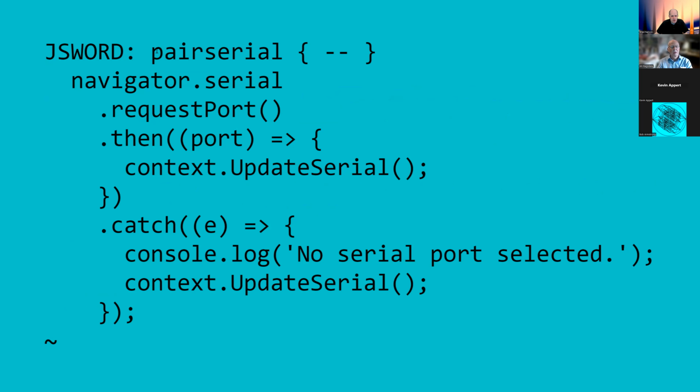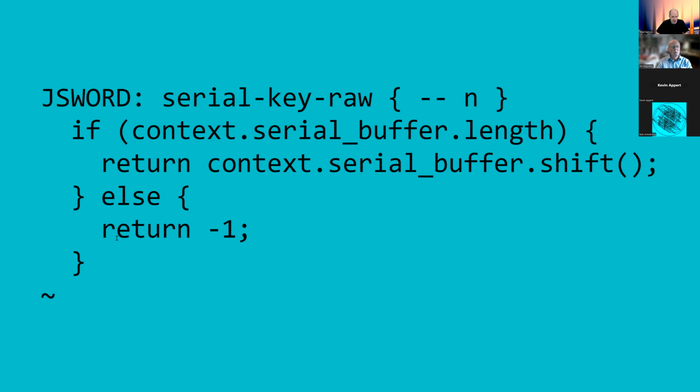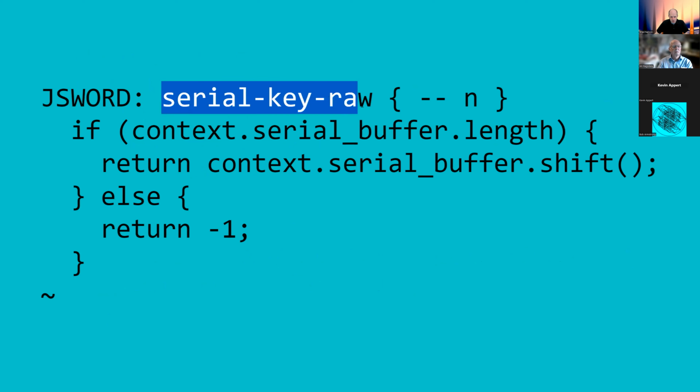So one is this pair serial operation, and all this does is it calls that request port operation, and then waits and it updates the set of serial ports. So this is giving the user the opportunity to pair with a device, and it'll unhelpfully send an error message to the JavaScript console if that fails for some reason. And then I've got this rather long name because this word gets stuck into references to it, get put into a deferred word and used elsewhere.